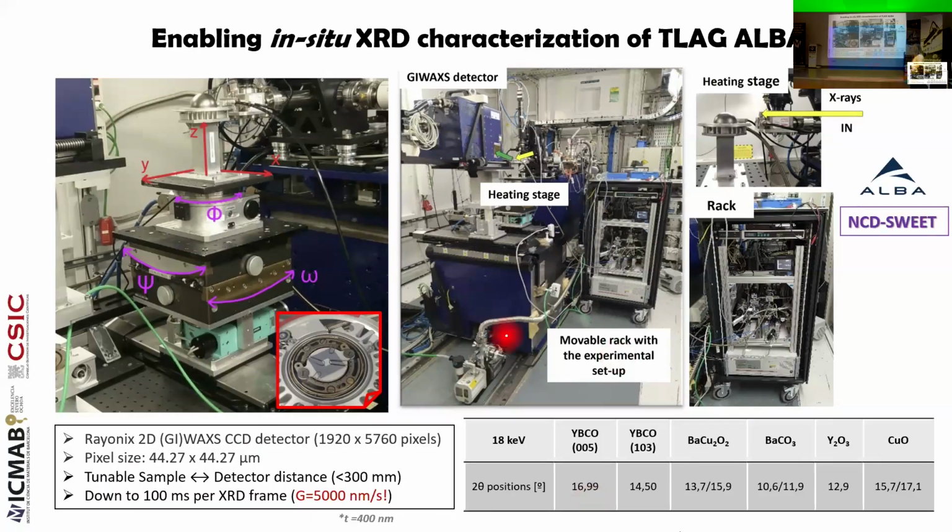So we have carefully selected the beam energy that we will use for our experiments. And finally, we end up with 18 kiloelectron volts. That permits us to get access to all the crystalline phases of the process, starting with the precursors, the copper oxide, yttrium oxide, and barium carbonate, then going through the intermediate phases, barium, copper, oxygen, and then finally getting information on the epitaxial and non-epitaxial phases of the YBCO or other REBCO.